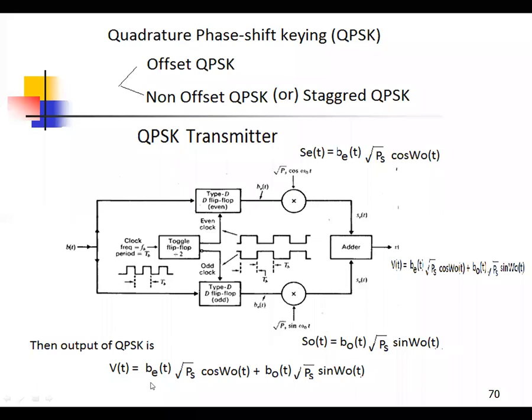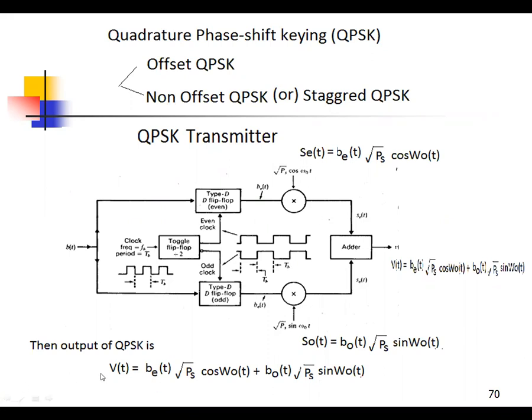Now the output of QPSK is equal to B of t root PS cos omega naught t plus B naught of t root PS sin omega naught t. This is the output of the QPSK transmitter. How many phases does E of t have? There are 4 phases. One BPSK and another BPSK, so 2 phases plus 2 phases.